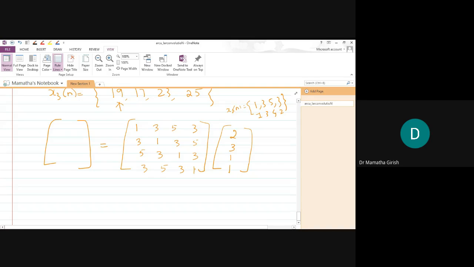Multiply into the values. Are the values the same? This is nothing but your x3 of n. What was this? x2 of n minus m modulo 4. This is your x1 of m.